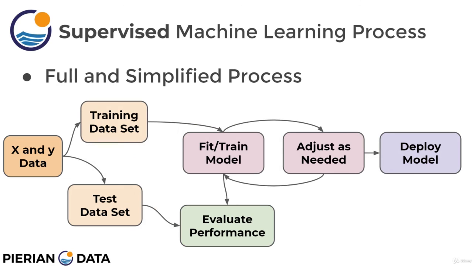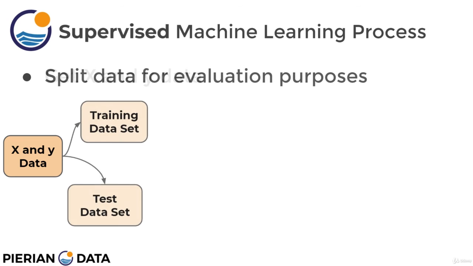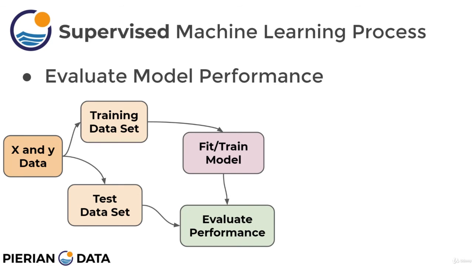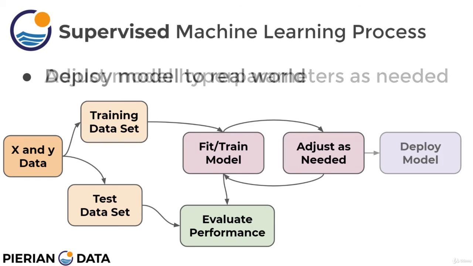So for the full and simplified process of the entire supervised learning, what we have here is we get our data, separate it out into features and a label, then split the data for evaluation purposes into a training data set and a test set. We fit and train the model on the training data set, and then we evaluate the model's performance on the test data features and compare its predictions to the known y-test label. Then we can adjust model hyperparameters as needed and essentially repeat that process of training the model, adjusting it, and evaluating its performance as necessary. Once you're satisfied with the model, you can deploy the model to the real world.